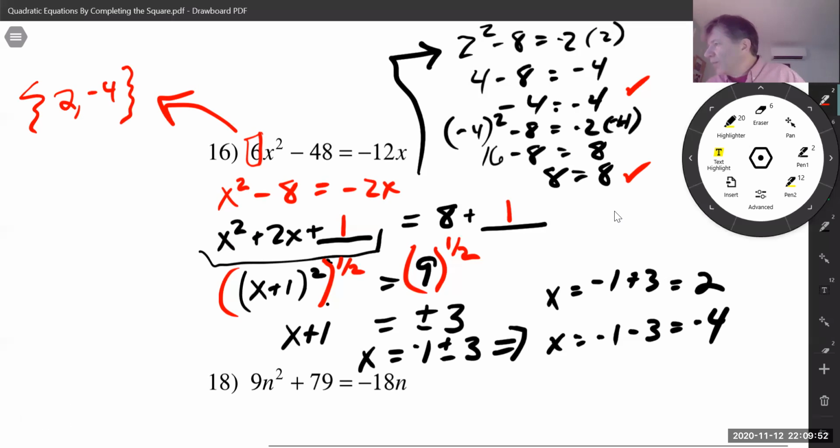All right, so hopefully you find this useful as to understanding how you do completing the square. And the important thing is, before you complete the square, you've got to get the coefficient in front of x squared equal to 1. All right.